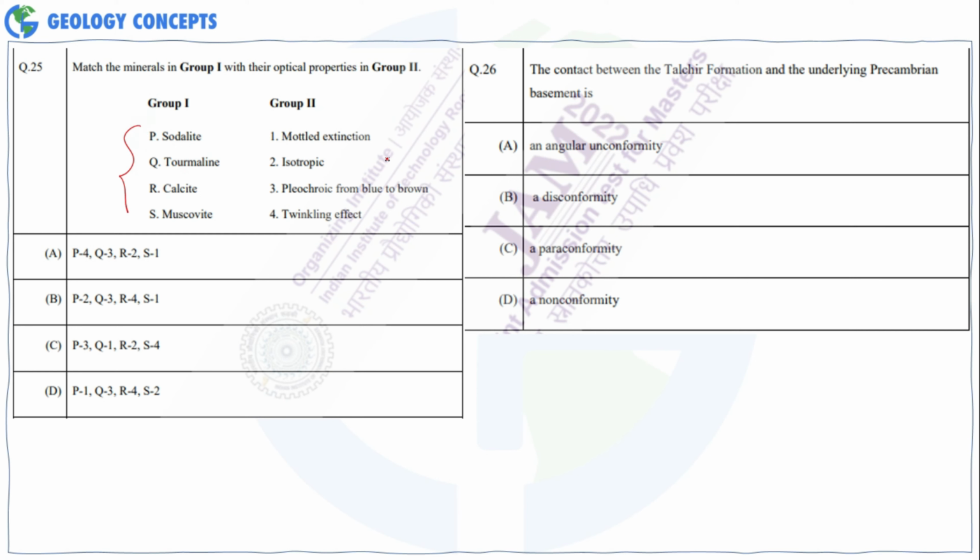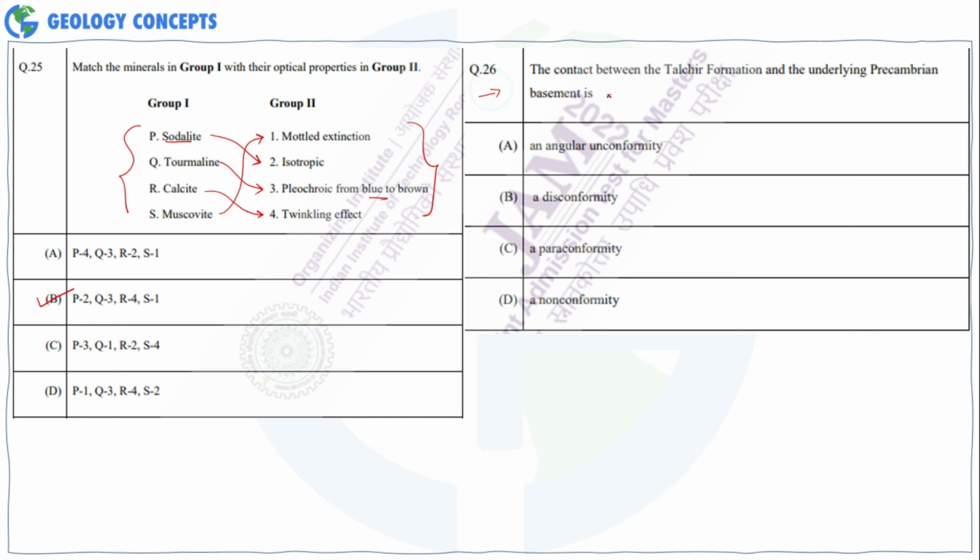Next, there are a few minerals and their optical properties to be matched. Sodalite is an isometric mineral, so it has to be isotropic, because all isometric or cubic crystal system minerals are isotropic. Tourmaline shows pleochroism from blue to green. Calcite is a very prominent mineral which shows the twinkling effect because it has relief in multiple directions. And muscovite is something which shows mottled extinction. So in this question, even if you did not know about P and Q, from R and S I think you would have been able to solve this question. So the correct answer here becomes option number B.